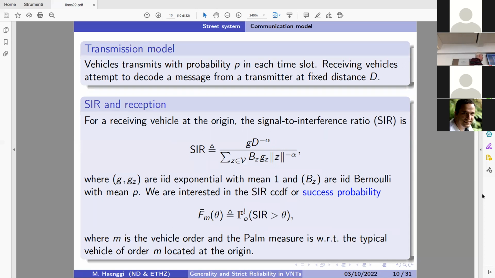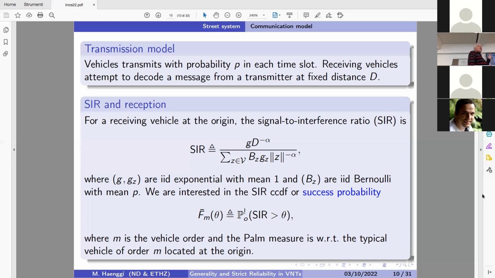What we would like to analyze now is the signal-to-interference ratio for a vehicle that is conditioned to lie at the origin. We have a distance-based path loss component and a random fading component, which gives the desired signal. In the denominator, we have all the interfering powers, where the B factors represent the Aloha; these are Bernoulli indicators with mean p, and then we have the fading and the distances.